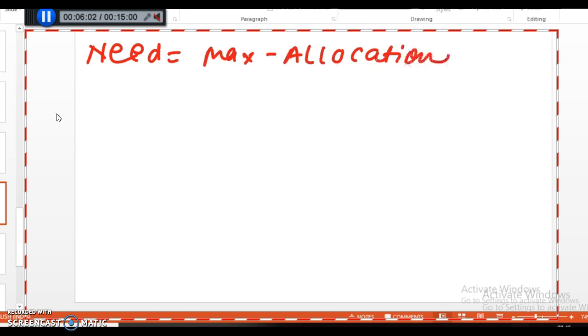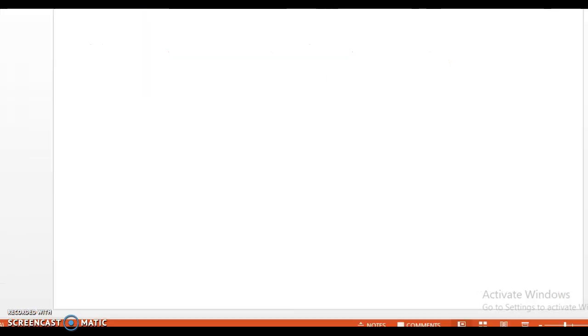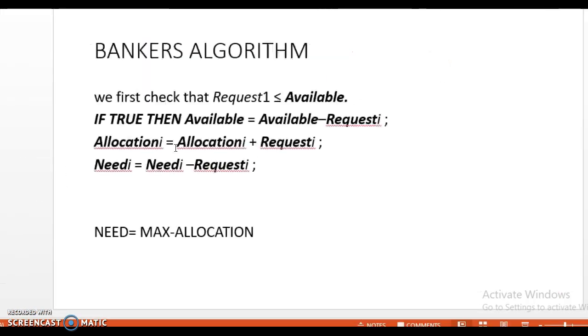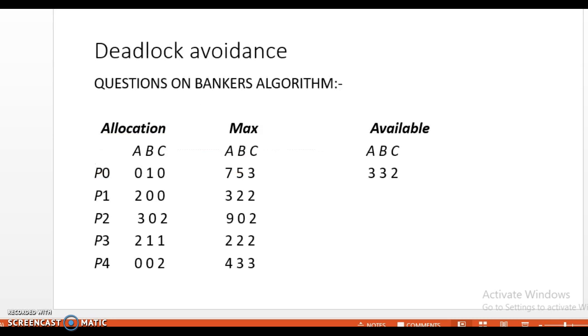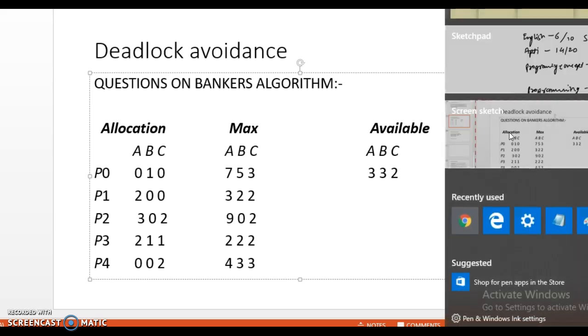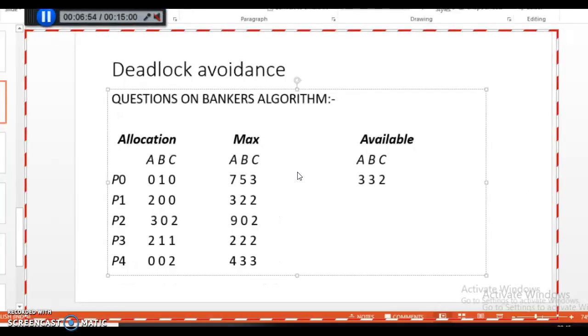and the max matrix that I am going to see is 0 1 0, 7 5 3. So what will be my max matrix? I am just calculating here. So the max matrix will be 7 minus 0, that is 7. Okay, so I am just writing need matrix.